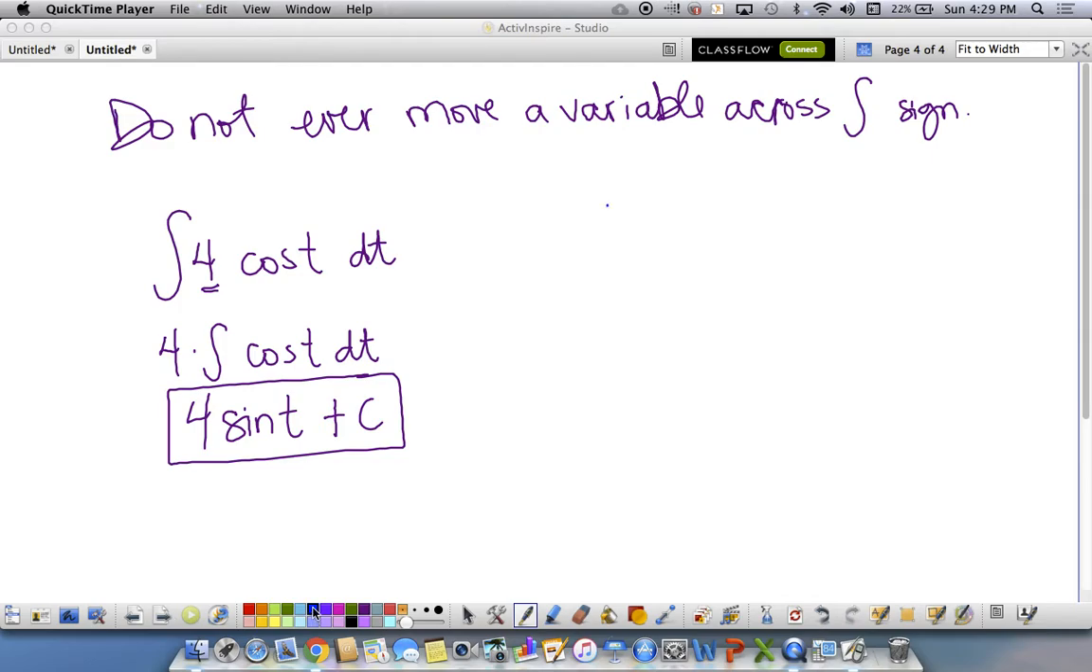Okay, what if I want to know what's the integral of sine u du? Whose derivative is sine u? Well, I'm thinking it has to be cosine, right? Wait, the derivative of cosine is negative sine, right? Is that the problem that we have? No. Okay, so right here's where we're going to use the constant rule.